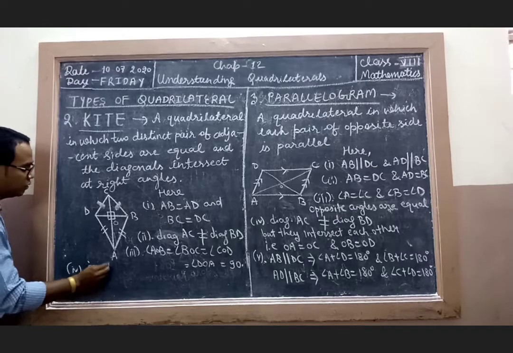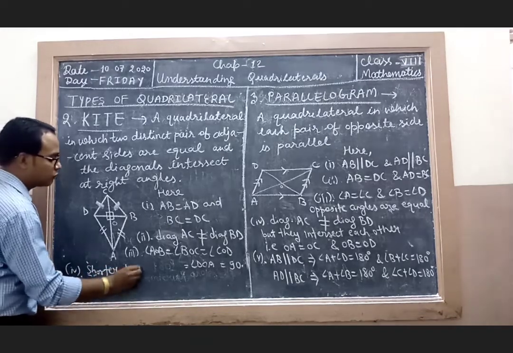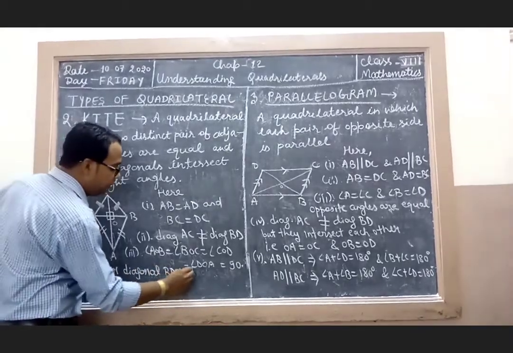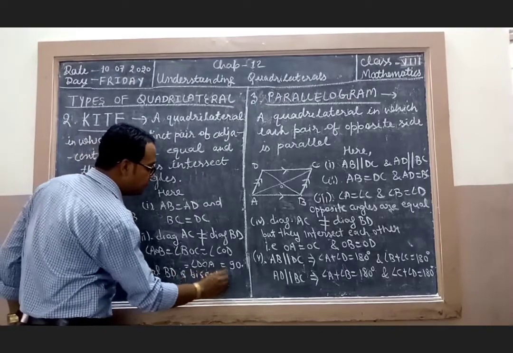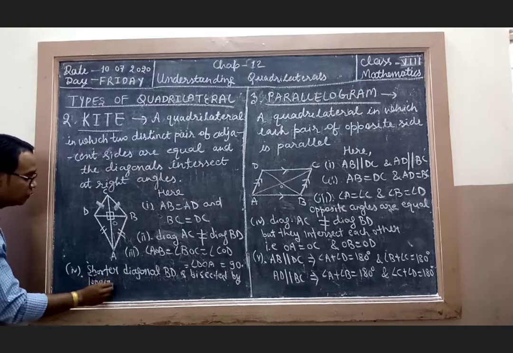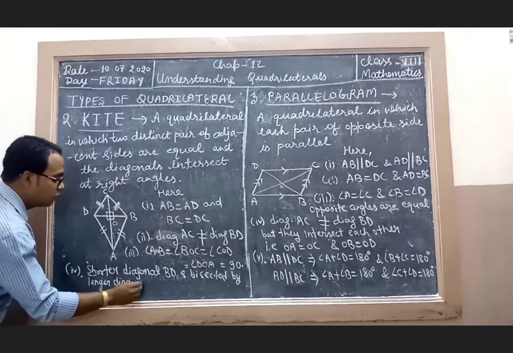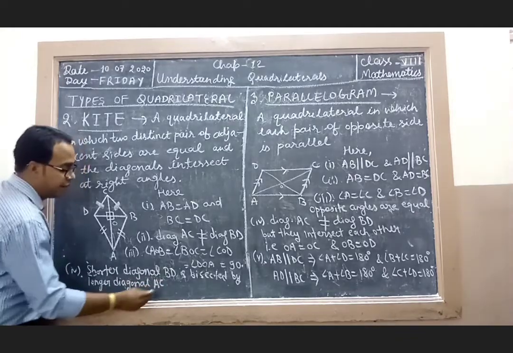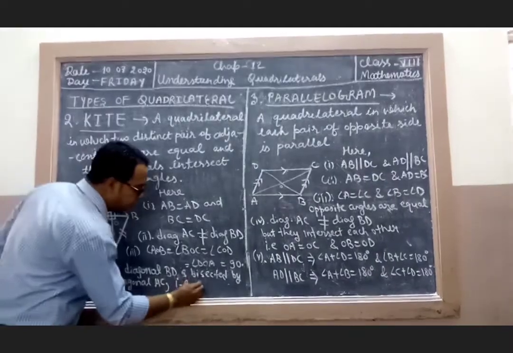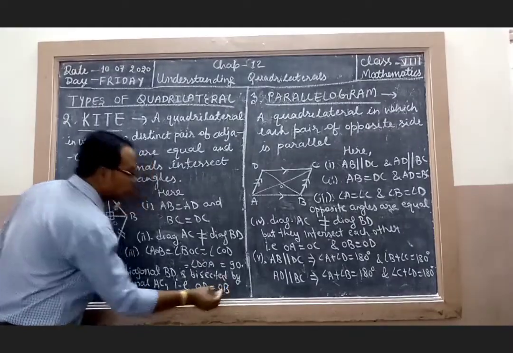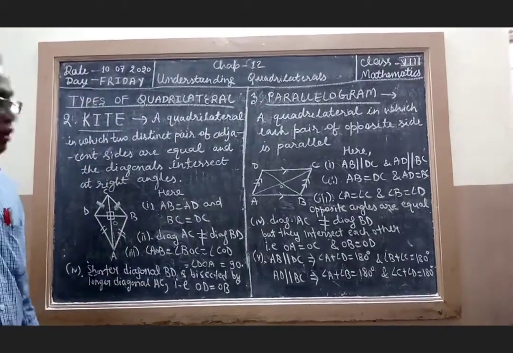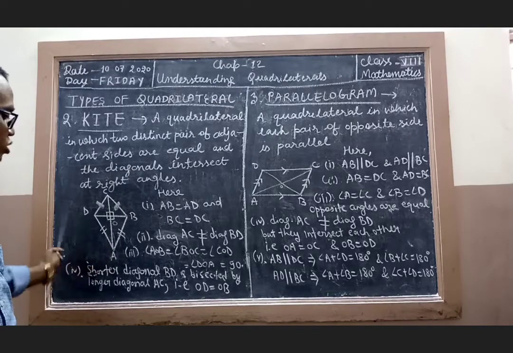Shorter diagonal BD is bisected by longer diagonal AC. That is, OD is equal to OB. The longer diagonal is not bisected, but the shorter diagonal is bisected by the longer diagonal. That is, the measure of OB equals the measure of OD.